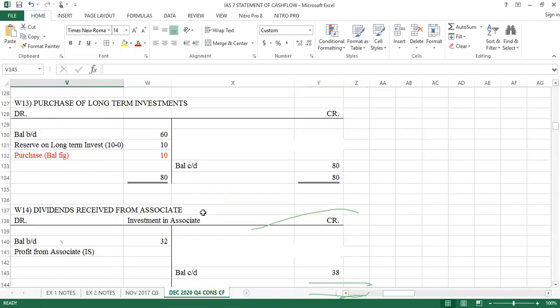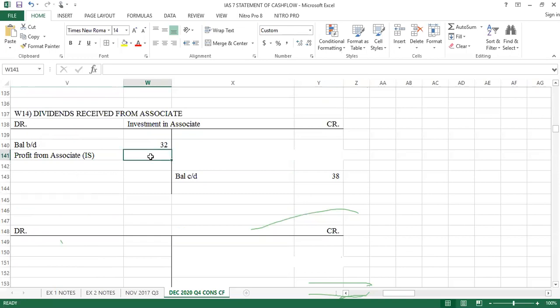Balance is dividends received. So this is 8. Which side is more? Yes, this side is more. If it was this side that is more, it is dividends paid. If it is this side that is more, it is dividends received. Cash paid is on the debit side. Cash received is on the credit side. So it is equal to 32 plus 8. Hey, these workings are many.